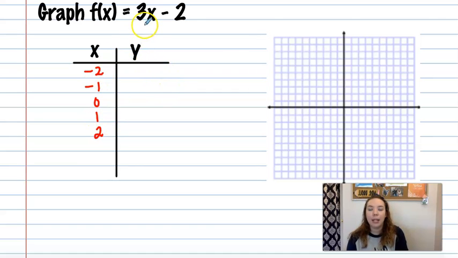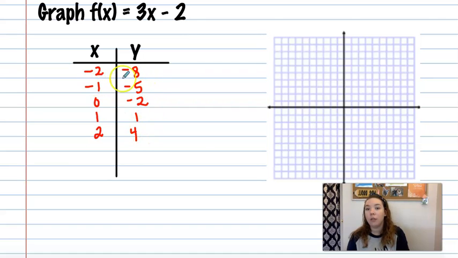But if I plug in -2, 3 times -2 is -6. -6 minus 2 is -8. If I plug in -1, I get 3 times -1 is -3. -3 minus 2 is -5. If I plug in 0, 3 times 0 is 0. 0 minus 2 is -2. If I plug in 1, 3 times 1 is 3. 3 minus 2 is 1. And if I plug in 2, 3 times 2 is 6. 6 minus 2 is 4.